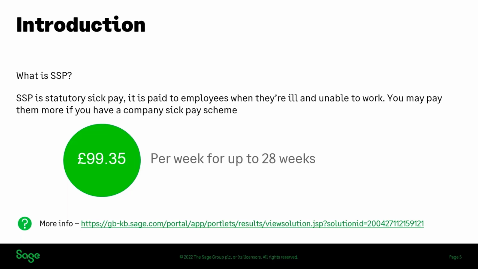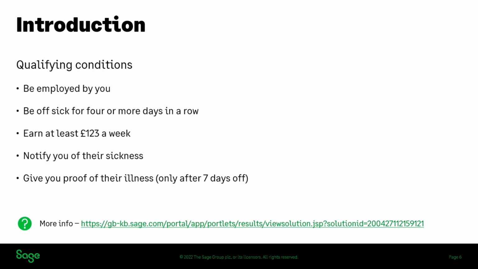So firstly, what is statutory sick pay? Well, SSP is statutory sick pay. So that is the abbreviation of it. And it is paid to employees when they're ill and unable to work. You, of course, can pay more if you have a company sick pay scheme. That choice is down to yourselves and your company policies. The standard rate this tax year is £99.35 per week for up to 28 weeks. So for more info on that, there is one of those clickable links available.